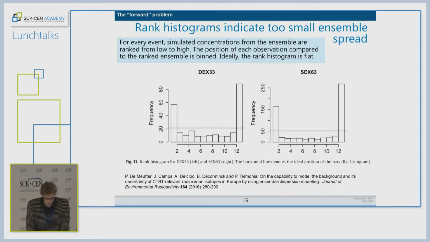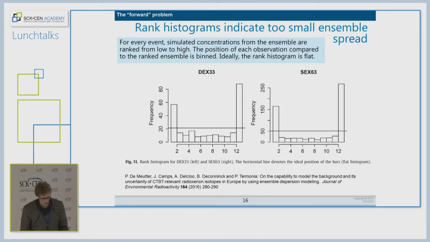Now, with respect to the spread, for that we can use these so-called rank histograms to validate our spread forecast. And the idea is the following: for every event, for every concentration that we have measured, we rank the simulated concentrations from the ensemble from low to high. And then the position of each observation is compared with the ranked ensemble, and that position is binned.